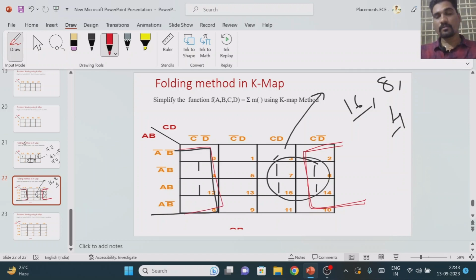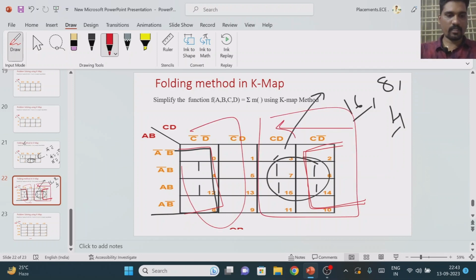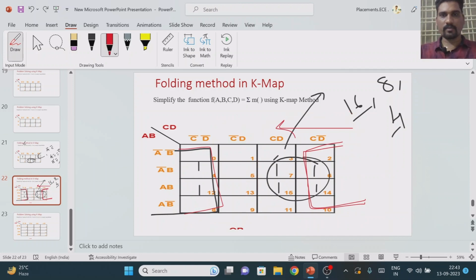Now what folding method do we need to use? From this direction we need to fold this half with the first half, right? Some kind of visualization is required here. After folding, what will happen? This CD bar will lie on the C bar D bar after folding, right? Now CD will lie on the CD only. Now what will happen? This one again will lie on this one. It means it will become a single one, something like this, right?